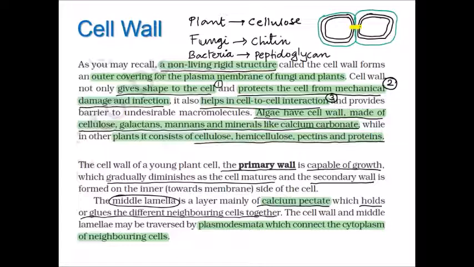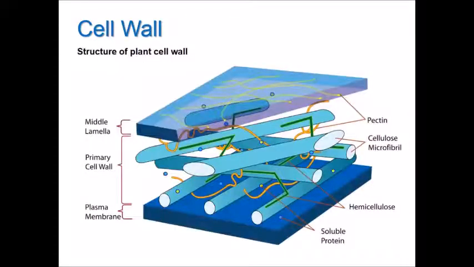In a young plant, the cell wall is called primary wall, which is capable of growth, but when the plant matures, this will be replaced by something called secondary wall. Now, between the cell walls of two adjacent plant cells, there is something called middle lamellae, which will help to attach these cells together. And this middle lamella is made up of calcium pectate or magnesium pectate. There is a small gap found between two adjacent plant cells. This is called plasmodesmata, and plasmodesmata will connect the cytoplasm of two adjacent plant cells and allow materials to go in and come out. So in the next slide, I'll show you an internal structure.